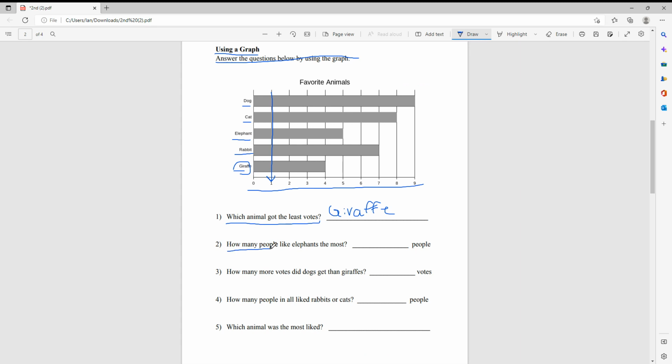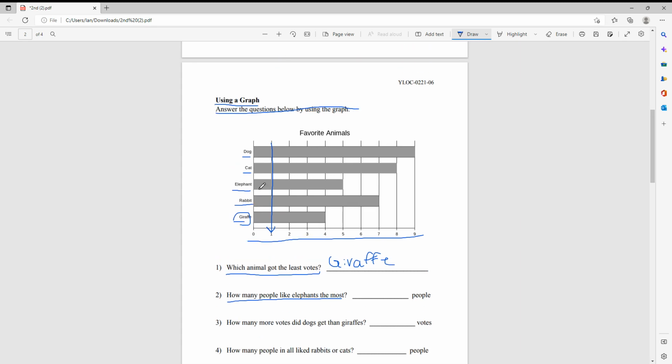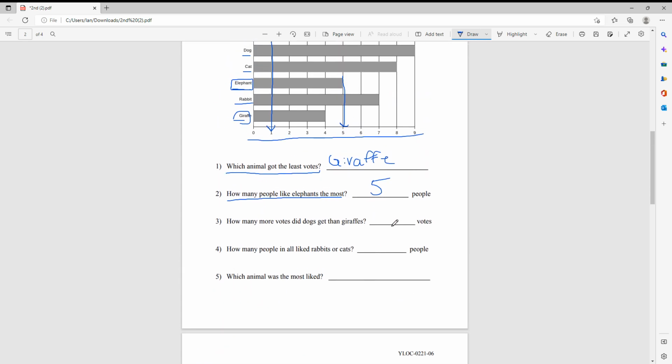How many people like elephants the most? So the first thing we're gonna do is find the elephant from the side. I find this right here. So we look at its corresponding bar, and we know that bar aligns up with 5. So this shows that elephant has 5 people. Or people like elephants the most, 5 people do.